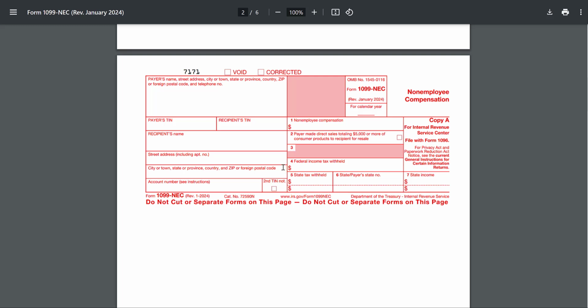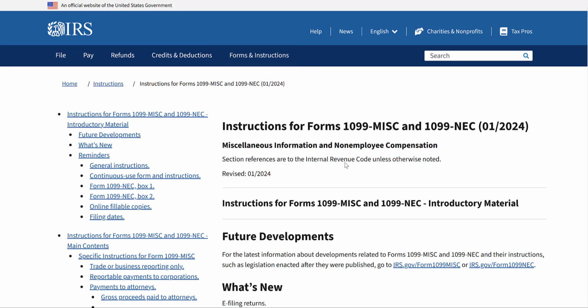So let's go over who actually receives 1099 NECs. I'm going to go over to the instructions for Form 1099 Miscellaneous and 1099 NEC. You'll notice that the instructions are bundled together. That is because initially, 1099 Miscellaneous is where you reported your 1099 NEC activity, okay? They have since been separated.